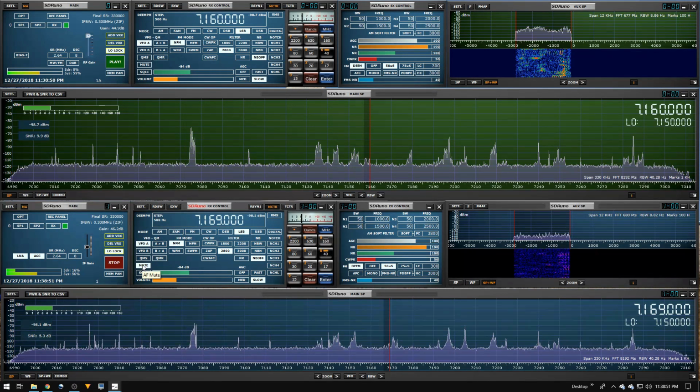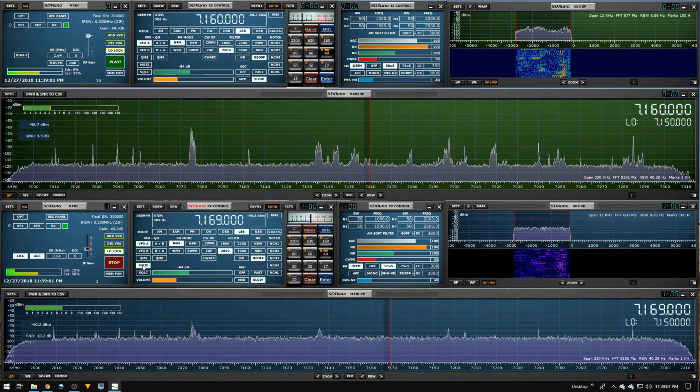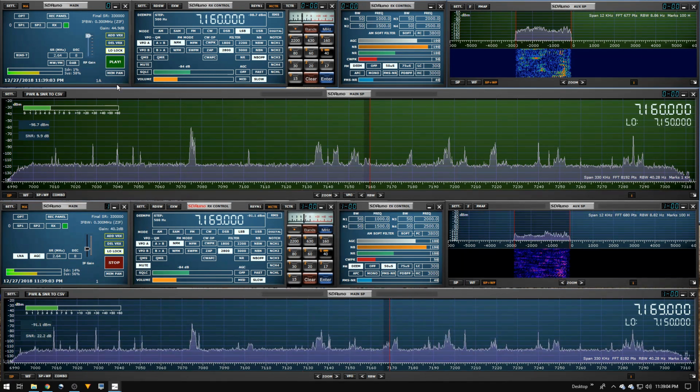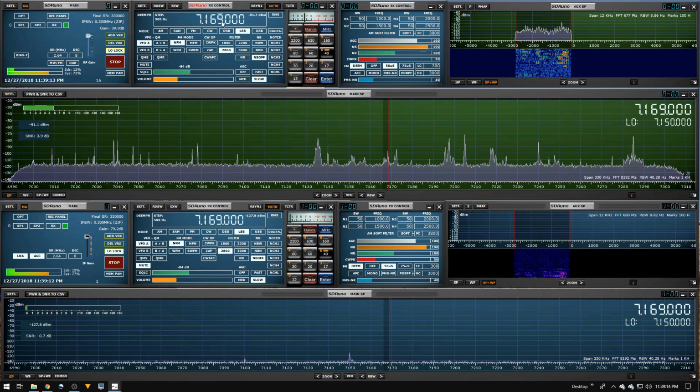So there's a sample of a net control in Rhode Island, which isn't far from here, talking to some stations in the Middle East, which are a little bit weaker. I'm going to quickly switch over to the 1A so we can still catch some of those guys and see what they sound like.